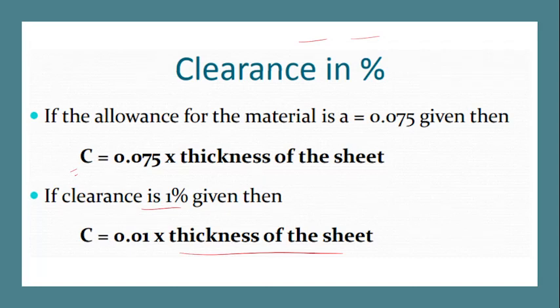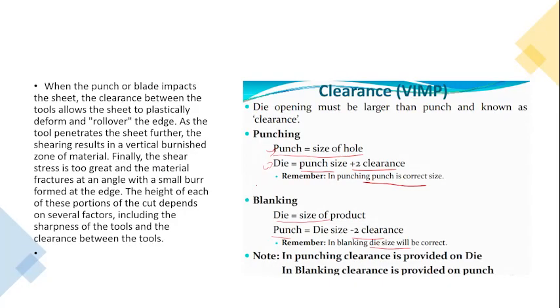Means it will be 2C plus 2A. No, no. Allowance will be given on the material. So suppose it is a blanking operation. Your punch dimension will be die size minus 2 into clearance minus allowance. Clearance, we are giving on both sides, that's why we are using minus 2.